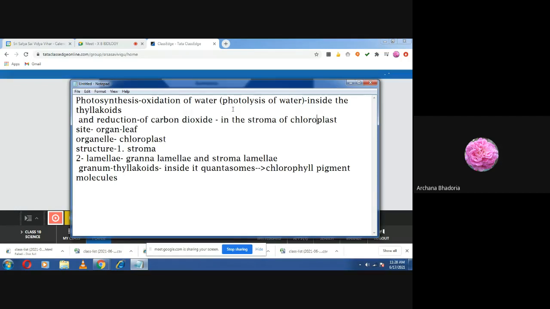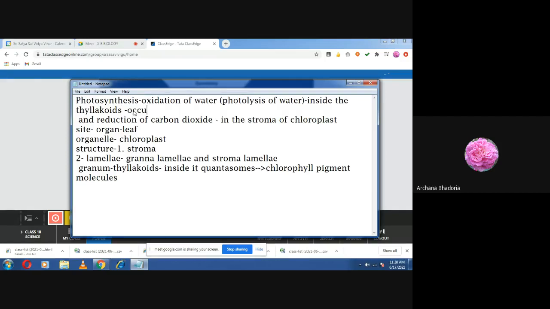Now tell me, what are the two reactions involved in photosynthesis? Oxidation of water and reduction of carbon dioxide. Very good. Now, for the oxidation of water, what is needed? Sunlight. Very good. So this oxidation of water will occur only in the presence of sunlight.